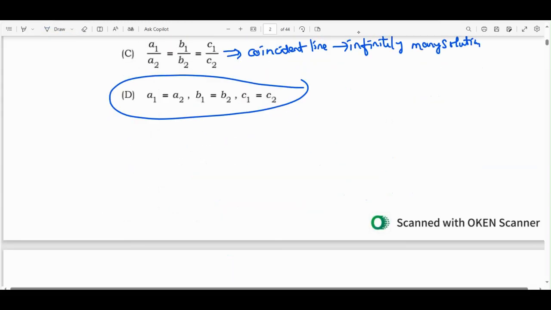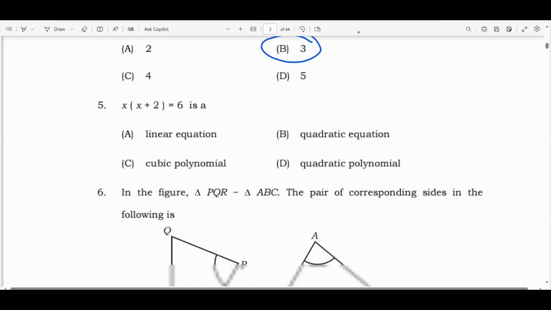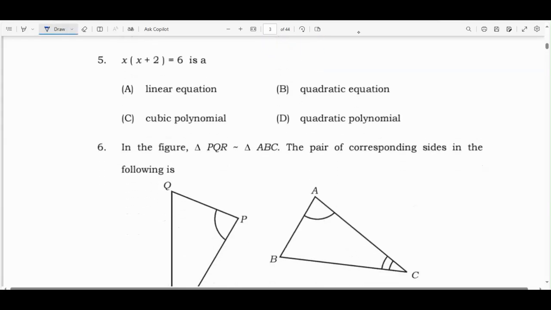Then we have the next one. The number of zeros of the polynomial y equals p of x given in the graph is. We just have to check how many points there are on the x-axis. That is 1, 2, and 3. So the number of zeros will be 3. That is option B.